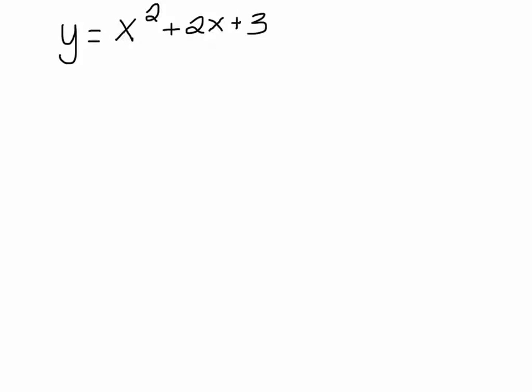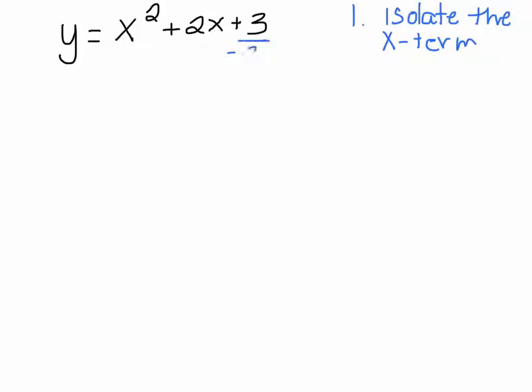Our goal is to put this into vertex form. And for us to go into vertex form, we're going to use a method called completing the square. So the first thing I want to do, and I'll try to write some steps as we go, is I want to isolate the x term. And what that means is I'm going to move the constant term to the other side.